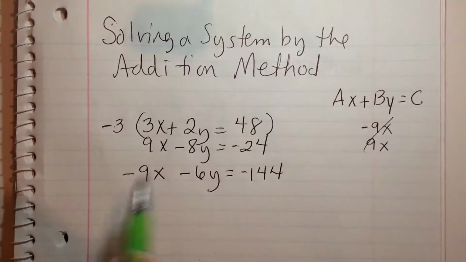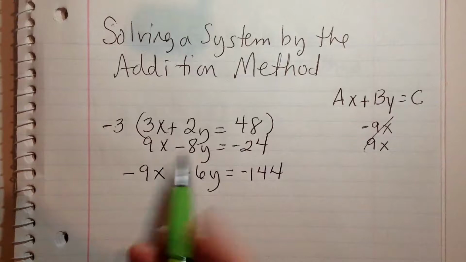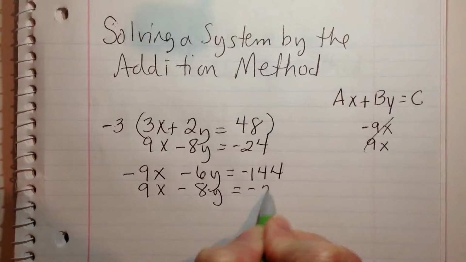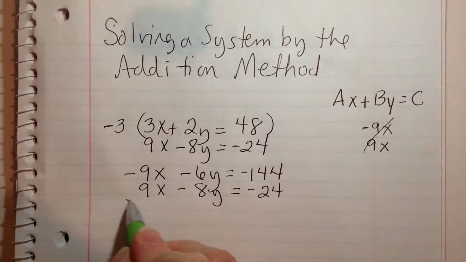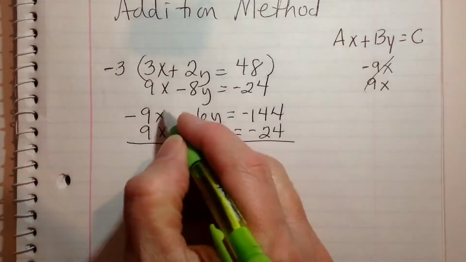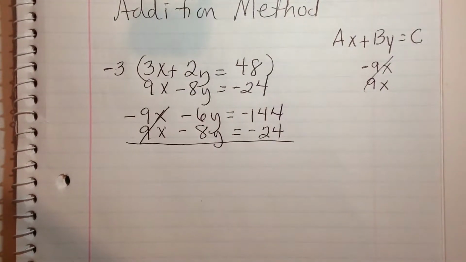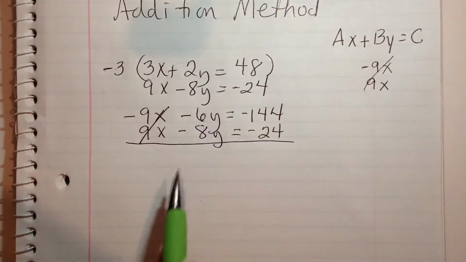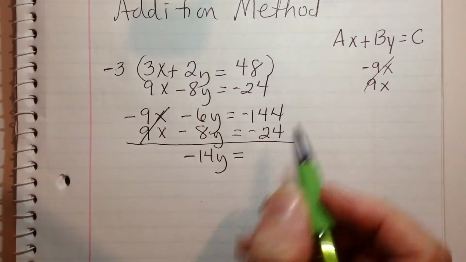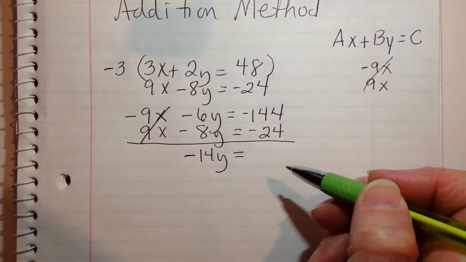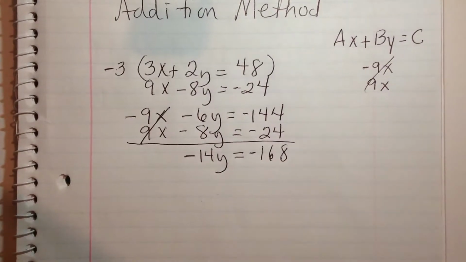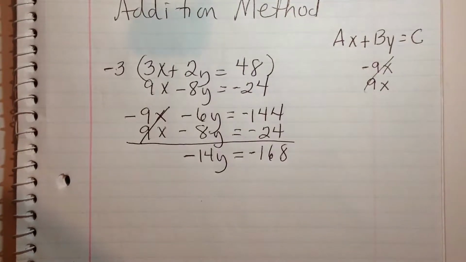Okay? Now, since the second line already has positive 9, I'm just going to write down the second line just as it is. Now I'm going to draw my line. Now I'm ready to add. Add the two lines. Well, when you add, the x's cancel. When I add here, negative 6y and negative 8y, that's negative 14y, equals, when I add negative 144 and negative 24, I get negative 168.